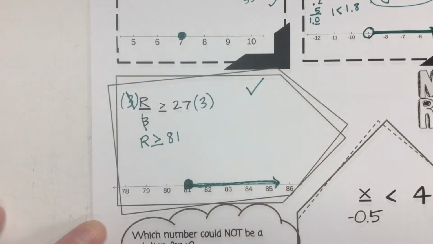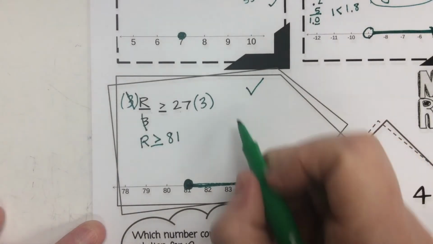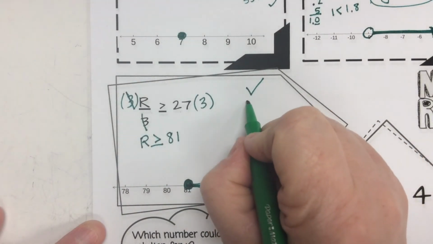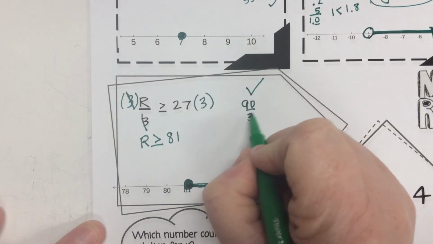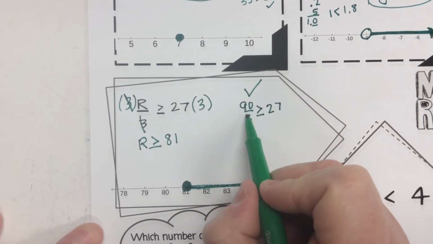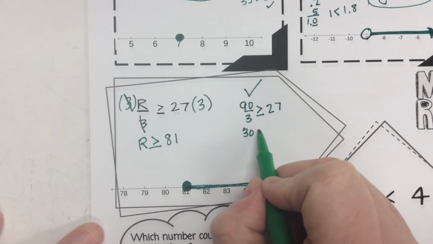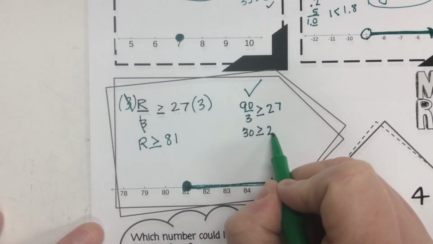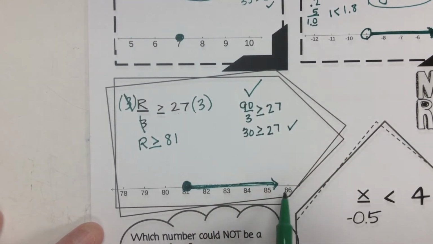So we're going to check it now. Let's pick 90 because I know 90 divides by 3, and it's greater than 81. So 90 divided by 3, is that greater than or equal to 27? Well, 90 divided by 3 is 30, and 30 is greater than or equal to 27. True. So 90 is the solution. Okay, that means that my arrow is going the correct direction here.